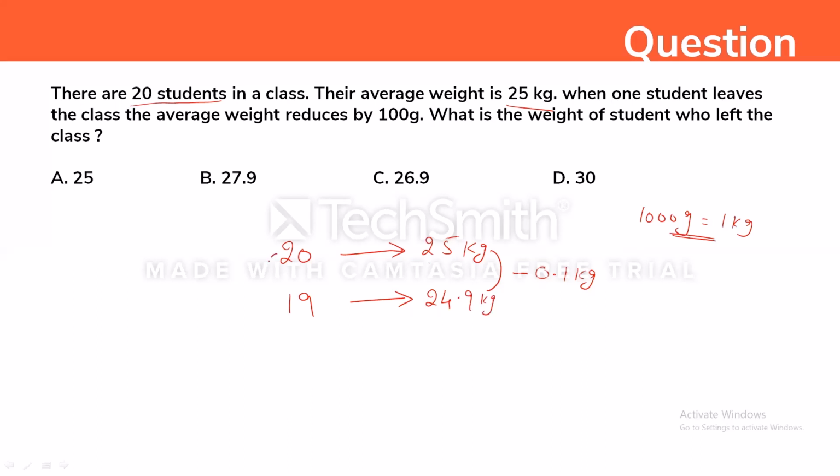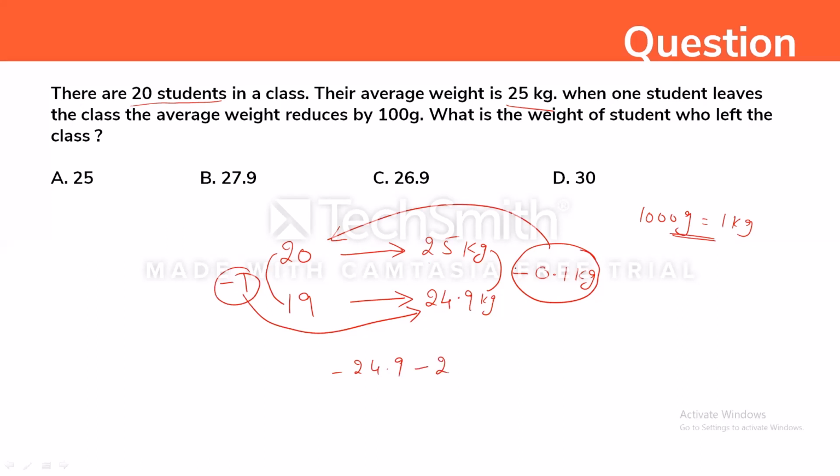Now the process is the same. Why is it 24.9? Because the average is reducing by 100 grams, and 100 grams means 0.1 kg. Now take the difference on both sides. Here it is -1, here it is minus 0.1 kg. What is -1? What's the step? -1 multiplied with 24.9 will become minus 24.9. Here, minus 0.1 multiplied with the first number, 20, is nothing but -2.